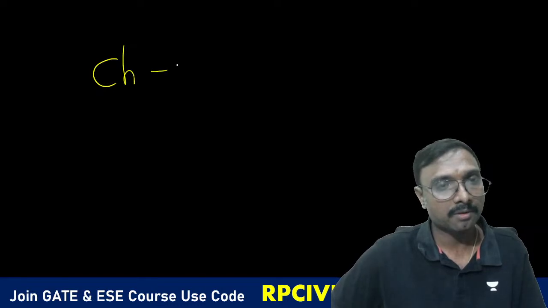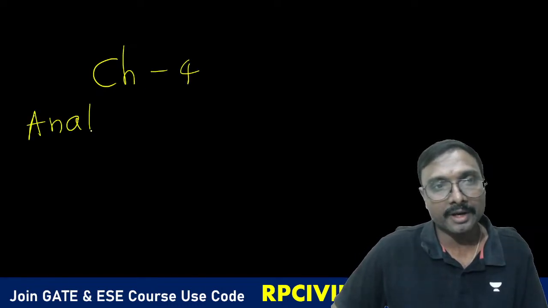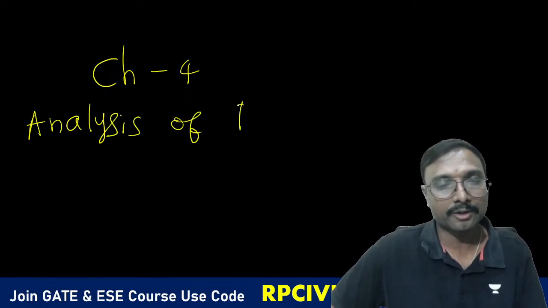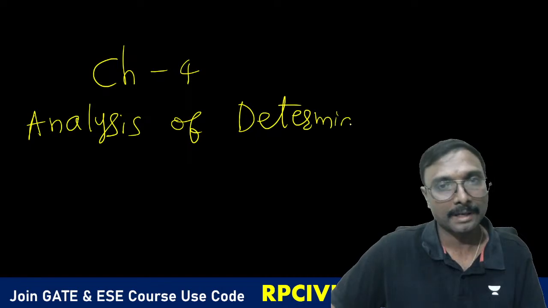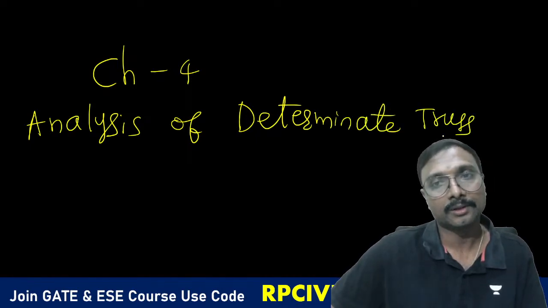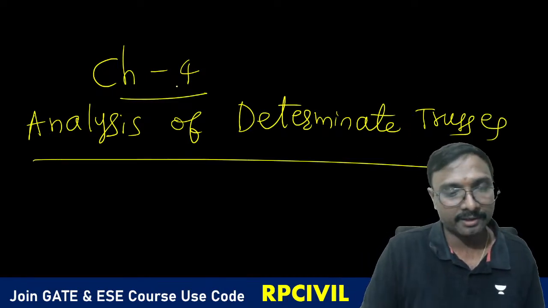So chapter 4, what is it? Chapter 4 you can say is analysis of determinate trusses. It is determinate trusses only, not indeterminate trusses. You have to be careful. So make this chapter heading and tell me, everyone. We'll try to go for it.